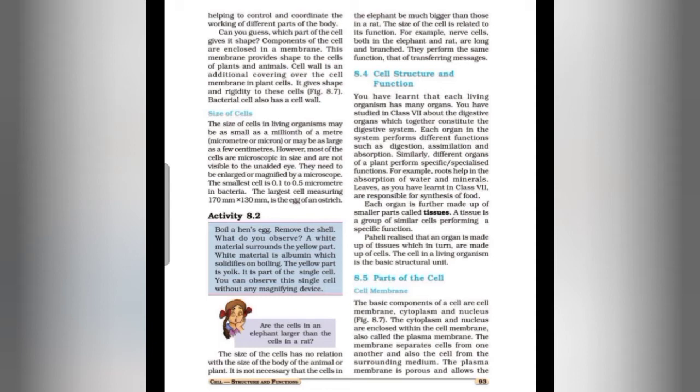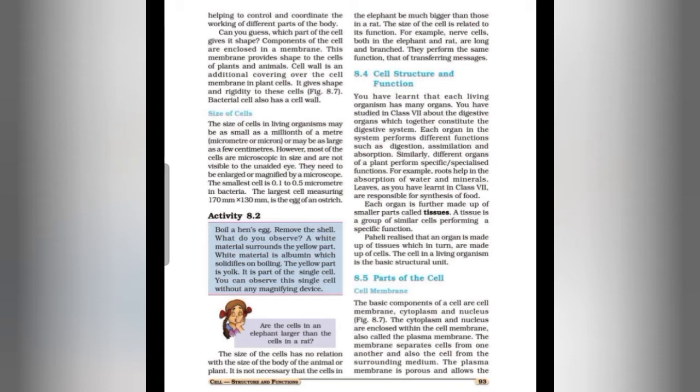So students, in each cell, three main components are present. We know that cells differ in their shapes and size. All cells, however, show some similarities in their structure. So a typical cell consists of three main parts or components. They are the cell membrane, cytoplasm, and nucleus. So first we will discuss the cell membrane. The basic components of a cell are the cell membrane, cytoplasm, and nucleus.